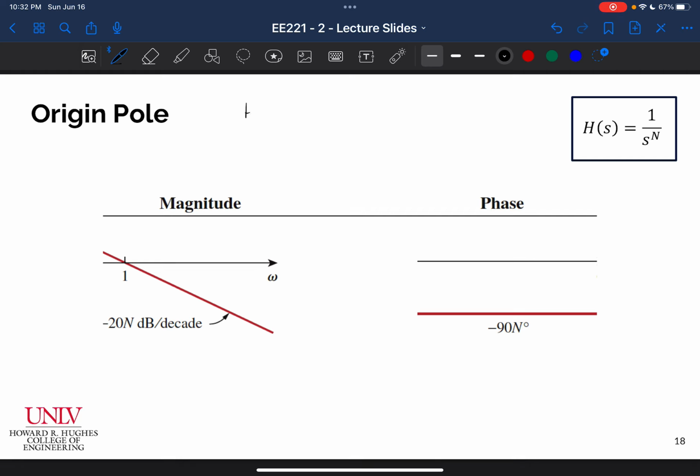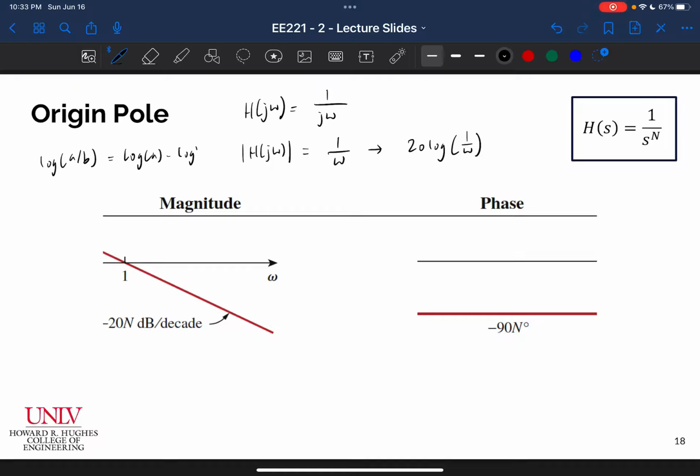If I had a function H of j omega, which is equal to 1 over j omega, just like that, when I go to take the magnitude of H of j omega, I take the magnitude of the top, which is going to be 1, and the magnitude of the bottom, which is going to be omega. When I rewrite this, I get 20 log of 1 over omega, which, if we remember our log rules, the log of a over b is equal to the log of a minus the log of b, right?